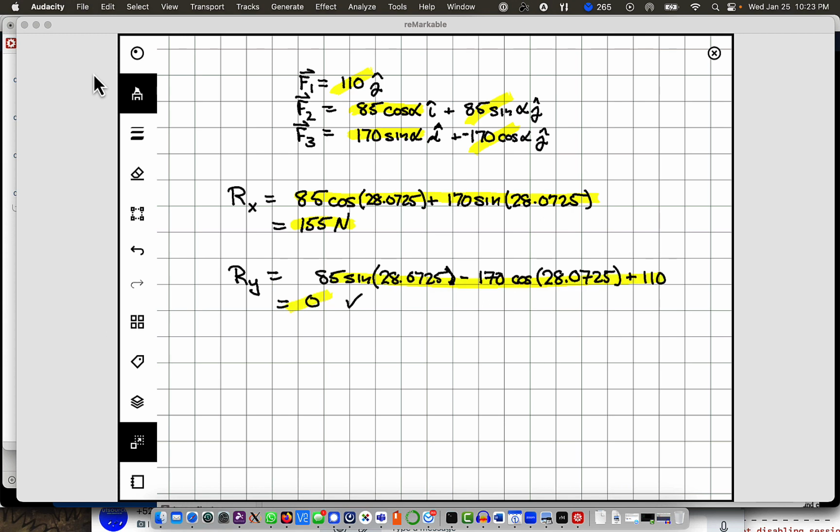So the tricky part in this problem was probably the technique of getting rid of the cosine by writing it as the square root of 1 minus sine squared. Fun problem.